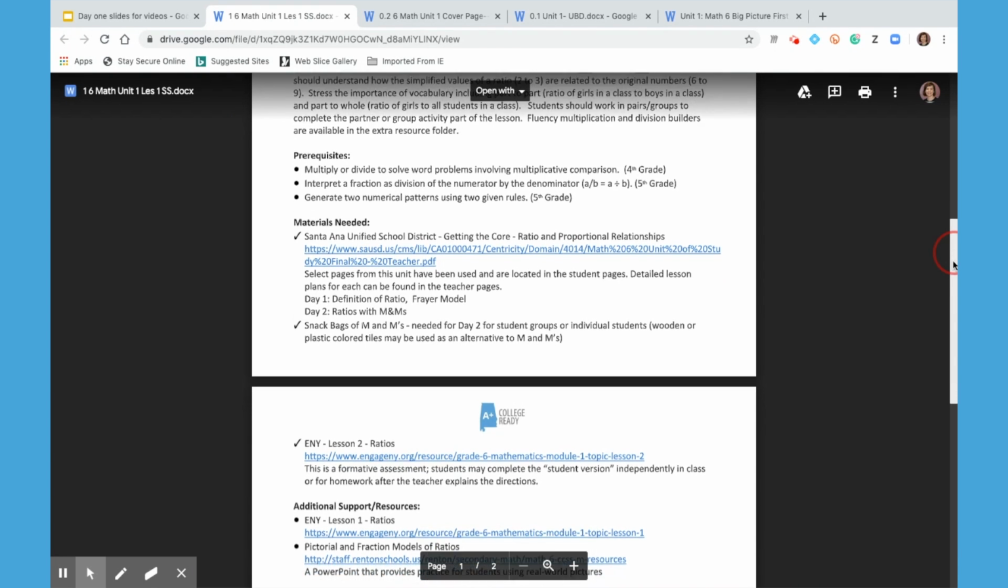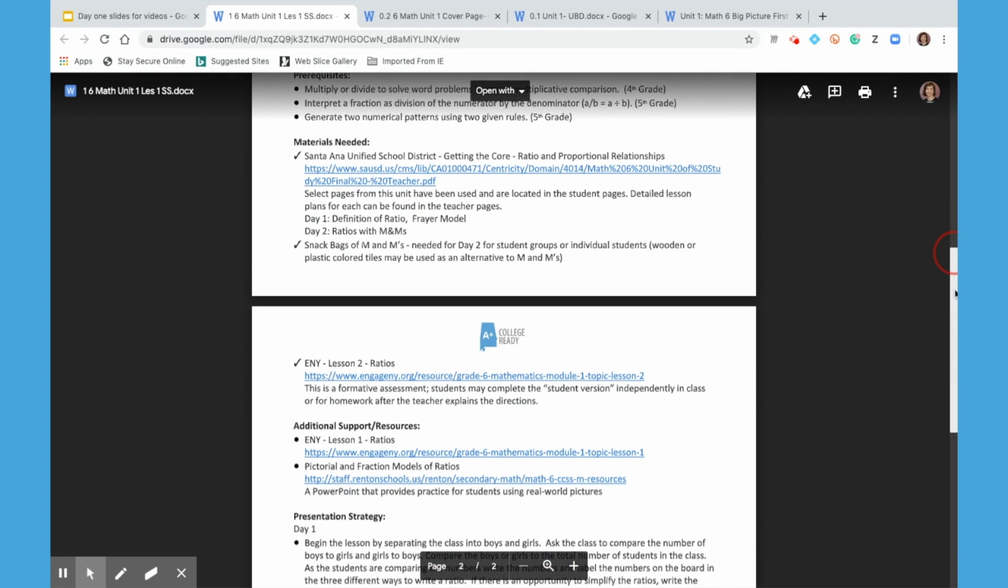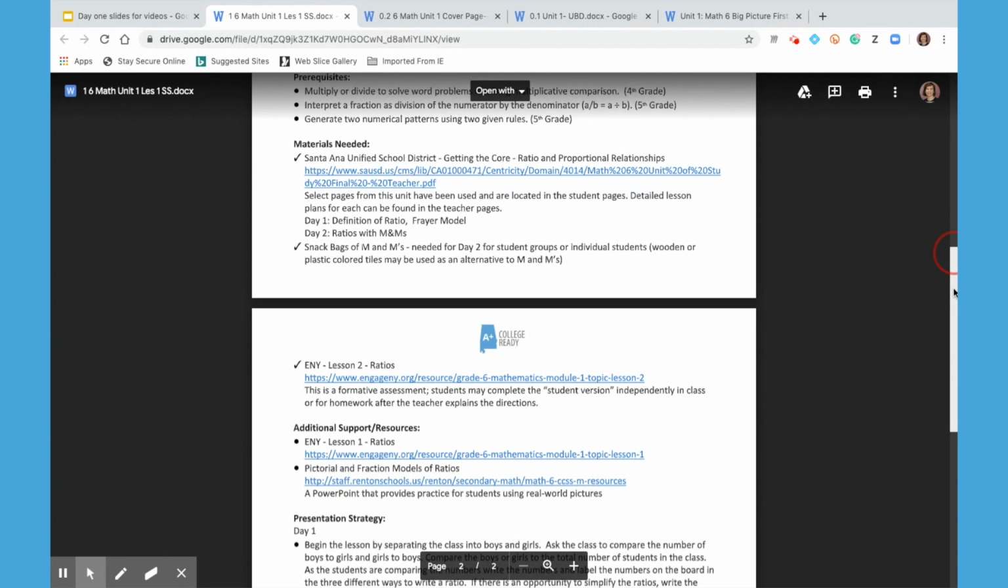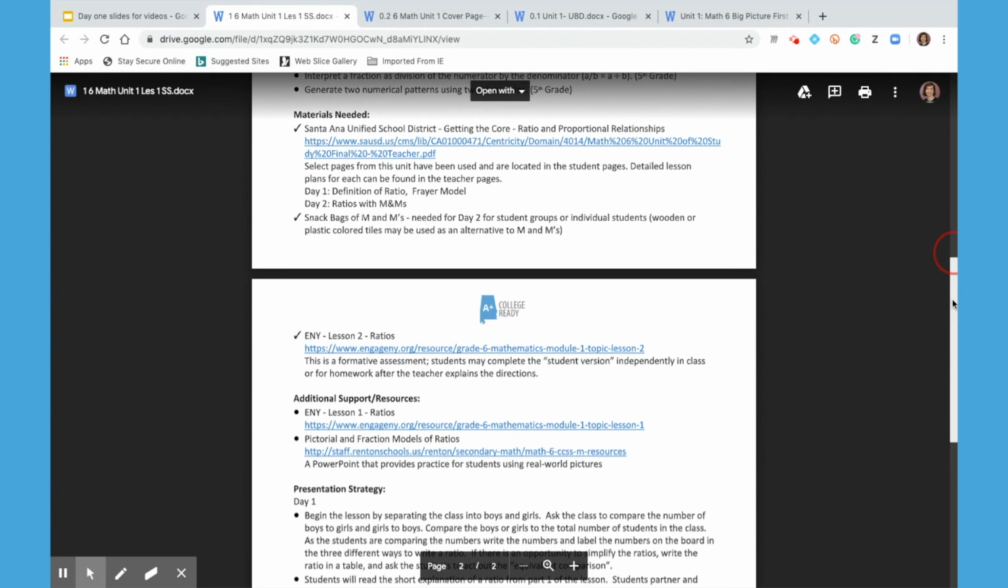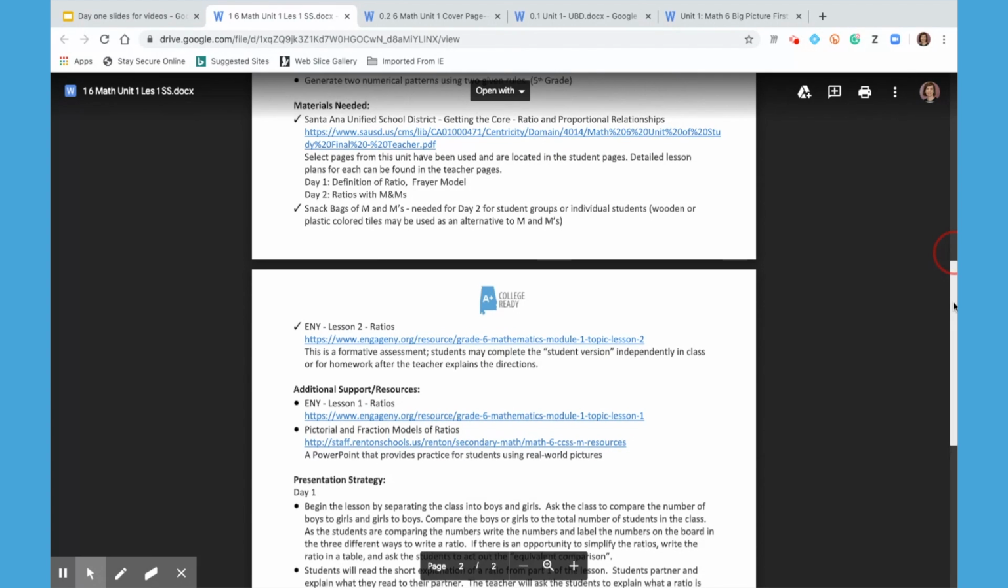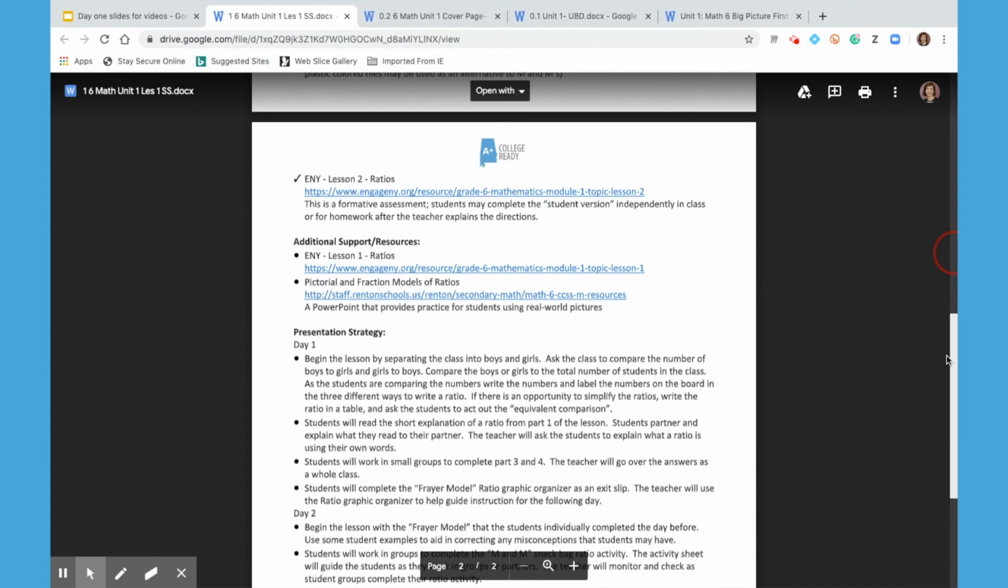And then we have materials needed. It's broken up into days, day 1 and day 2. This will also be in your student resources, all the pages that your students need.